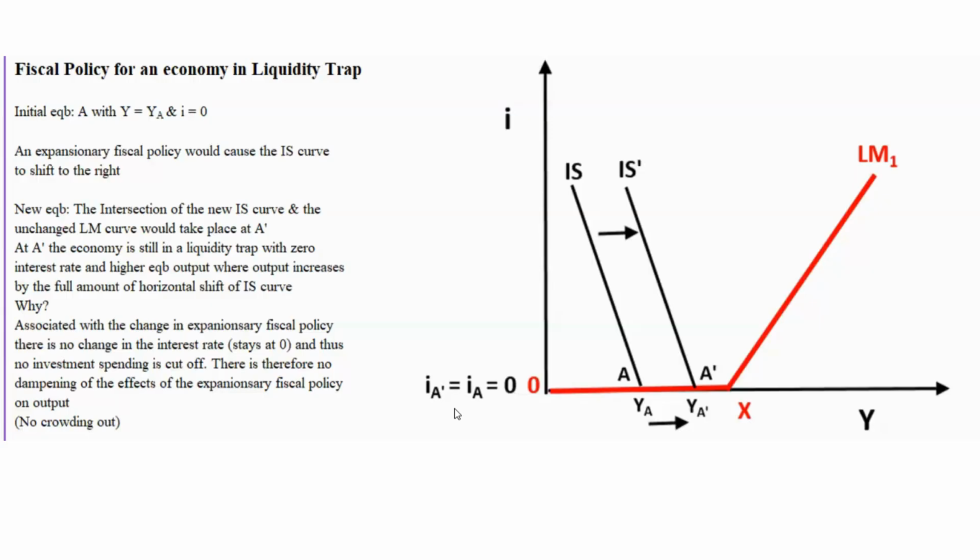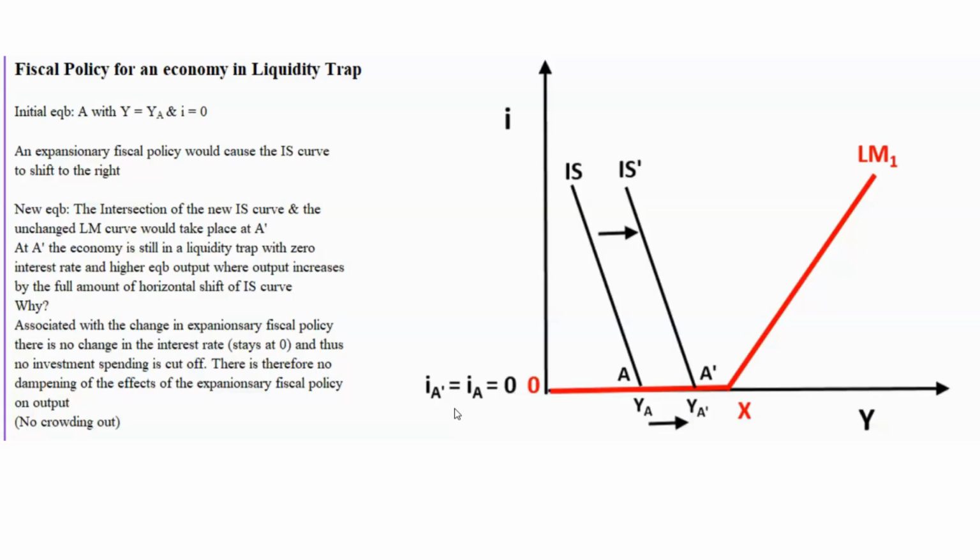In this case, output increases by the full amount of the rightward shift of the IS curve. This is because when we implement expansionary fiscal policy, there is no change in the interest rate. The nominal interest rate stays at 0. And because the interest rate does not change, investment does not decrease. As a result, there is no dampening effect on output. So there is no crowding out in this case.